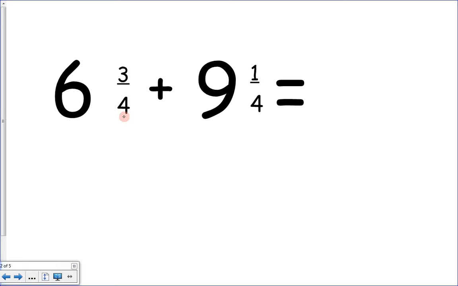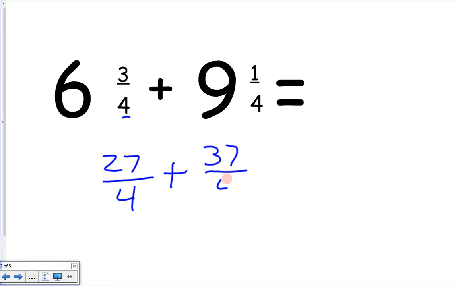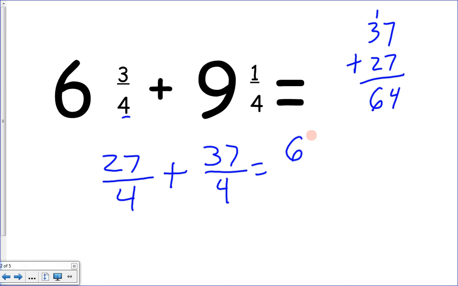All right, so denominator times the whole number. We get 24 plus 3, 27 fourths, plus denominator times the whole unit, 36, plus the numerator, 37 fourths. I'm going to go ahead and write that problem out, the addition problem. 37 plus 27. Regroup the 10. 64. So that ends up with 64 fourths. I will go ahead and write out the division problem for you even.